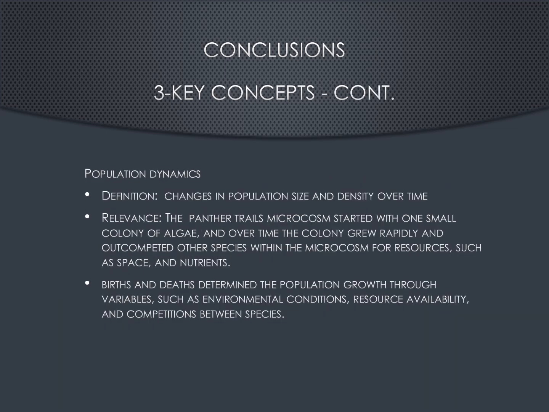Three key concepts continued. A second key concept is population dynamics, which is defined as changes in population size and density over time. The relevance is that the Panther Trail's microcosm started with one small colony of algae, and over time the colony grew rapidly and outcompeted other species within the microcosm for resources, such as space and nutrients. Births and deaths determine the population growth through variables such as environmental conditions, resource availability, and competition between species.